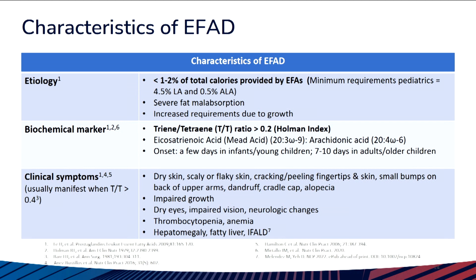Now, clinical symptoms usually start to manifest when the TT ratio is greater than 0.4, and that's what I've already talked about: a lot of skin manifestations, especially with LA deficiency, and impaired growth. One thing I think is important to note is that clinical symptoms of EFAD can also include liver dysfunction. Sometimes we get into this idea of looking at these labs and saying, oh, their LFTs are high, it's the lipid, we have to go down. But it could be, if you're already minimizing their dose, that they're not getting enough. And that could be a sign that they actually have EFAD.